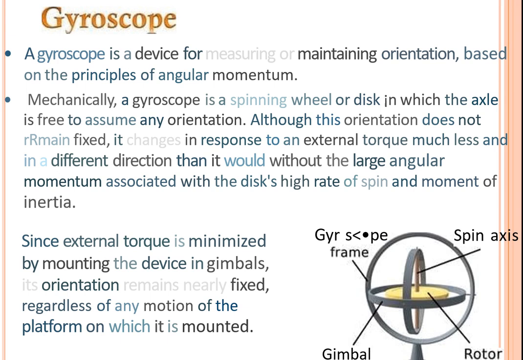Gyroscope is meant for measuring or maintaining orientation based on the principles of angular momentum. A gyroscope is a spinning wheel or disc in which the axle is free to assume any orientation. Here external torque is minimized by mounting it in gimbals, so the orientation remains nearly fixed regardless of any motion of the platform on which it is mounted. So there will be a gyroscopic frame, a spin axis, a gimbal, and a rotor.